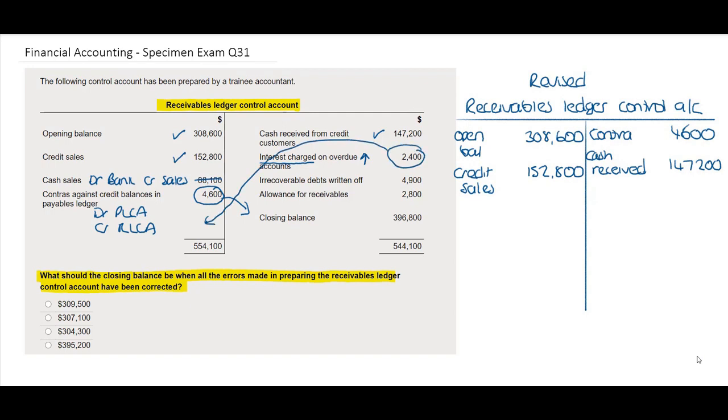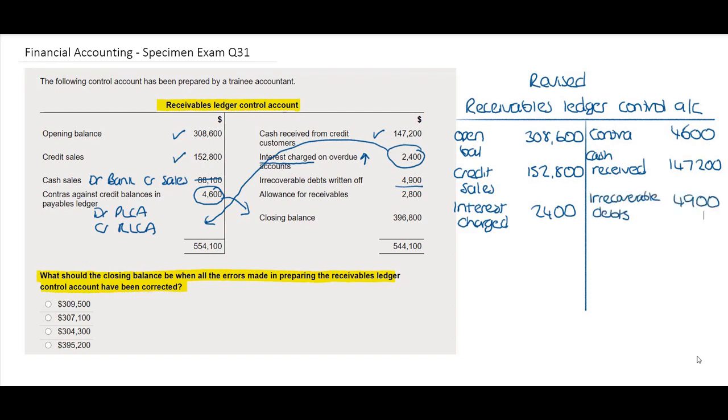And so I will correct this on my revised ledger account. The next item is my irrecoverable debts written off. This would be a debit to the expense account and then a credit to the receivables ledger control account. And so it's correct, and I will just update my ledger account.